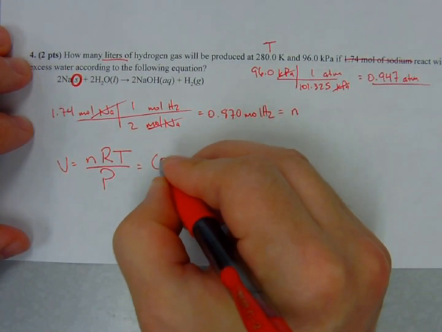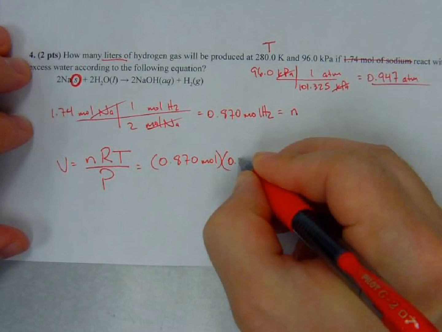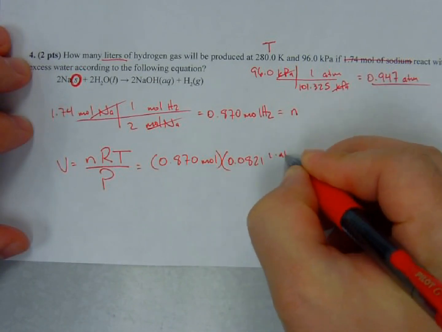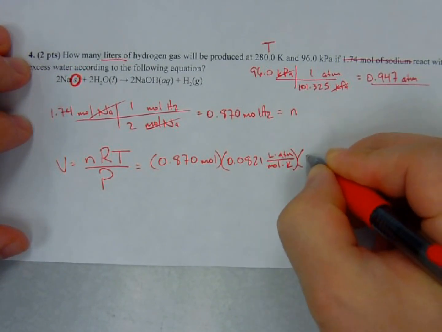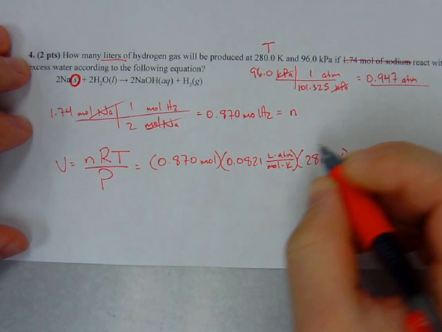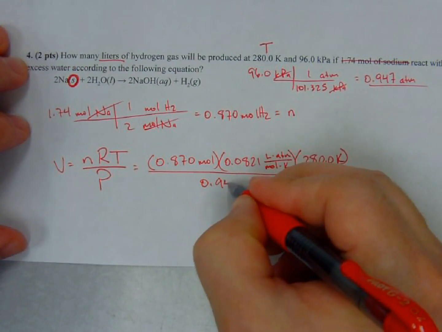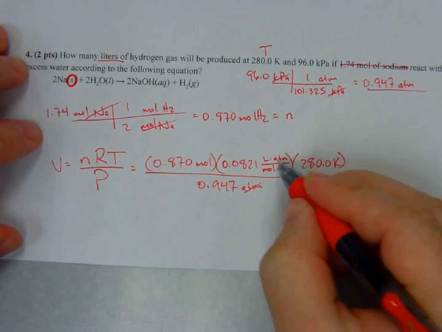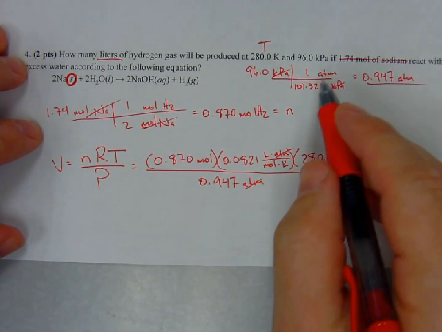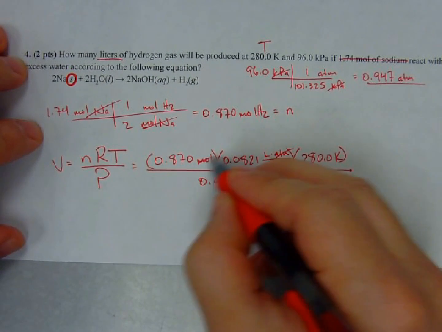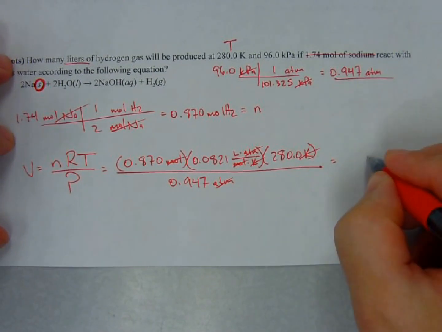So I just figured out this is 0.870 moles. R is my normal R value because I did that conversion. Puts me in L. And my pressure. Oh, right, atmospheres cancel with atmospheres. That's why I needed to put my pressure into atmospheres and not kPa, so that I could cancel right there. Moles cancel with moles, kelvins cancel with kelvins. The only unit I have left is liters right there.